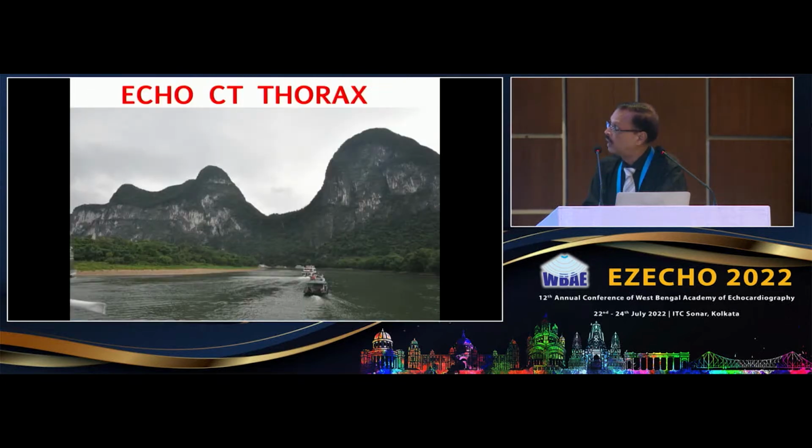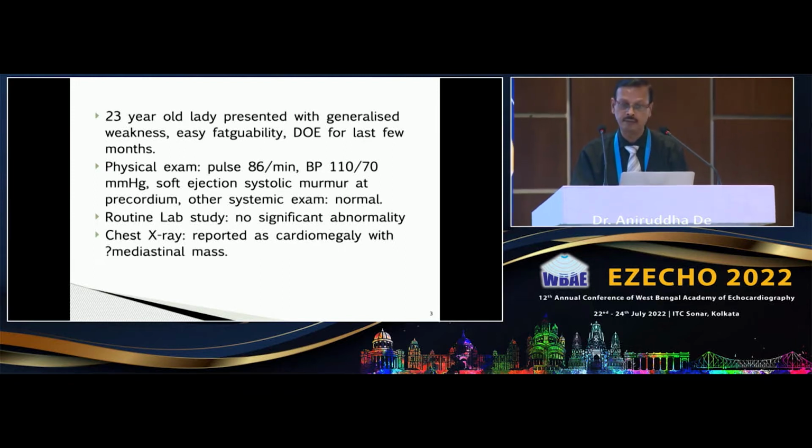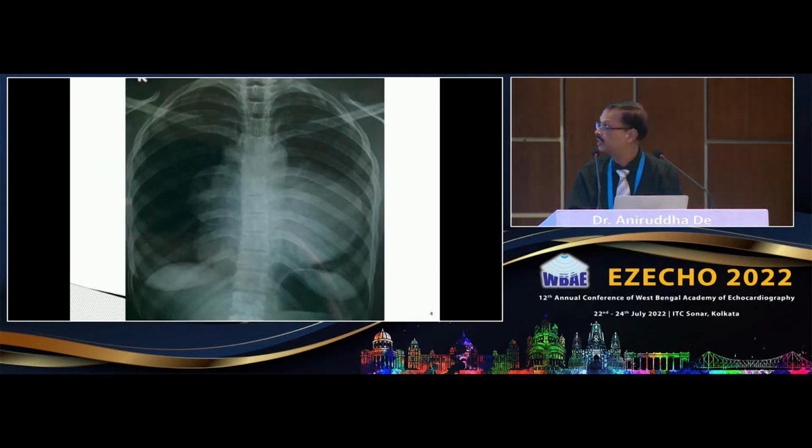First is the echo and the CT thorax. Here is a story of a 23-year-old lady presented with generalized weakness, easy fatigability, and dyspnea on exertion for the last few months. Physical examination is normal except for a soft ejection systolic murmur in the precordium. Routine lab study showed no significant abnormality, but the chest X-ray was reported as cardiomegaly. You can see the chest X-ray.